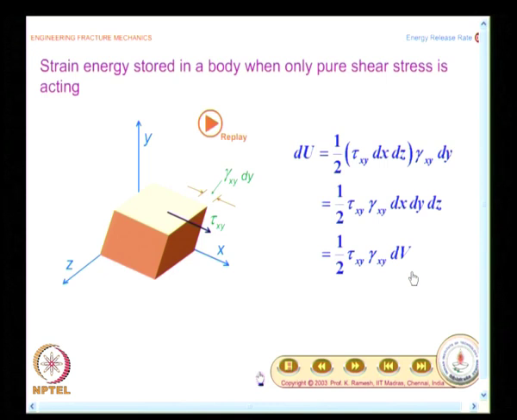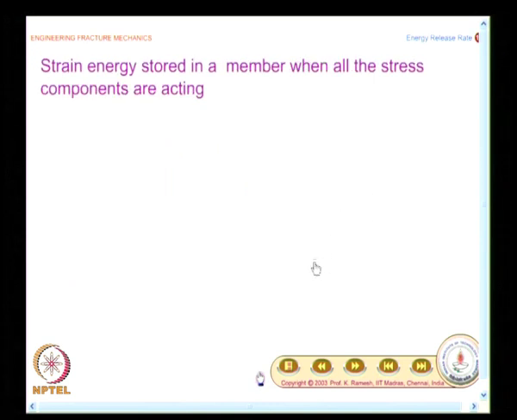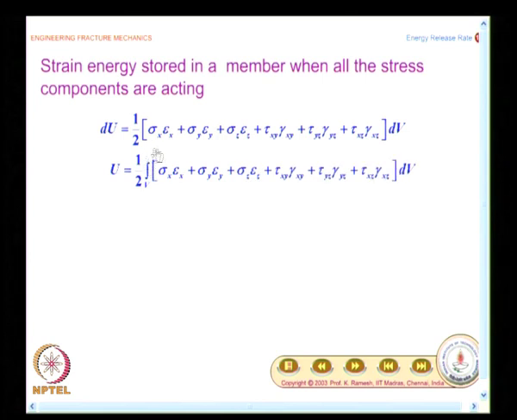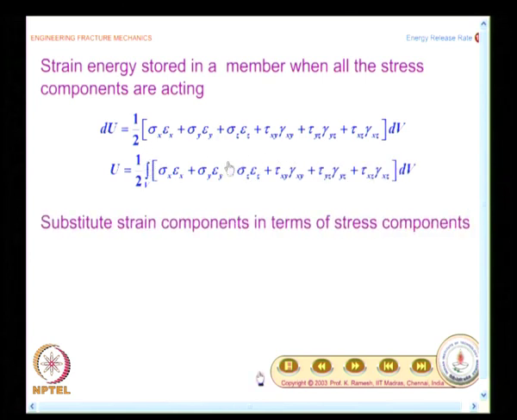Now, we have seen it for individual stress magnitudes. Suppose I have a combination of the stresses, then I can easily write the final expression as 1/2 of sigma x epsilon x plus sigma y epsilon y plus sigma z epsilon z plus tau xy gamma xy plus tau yz gamma yz plus tau xz gamma xz, all into dV.